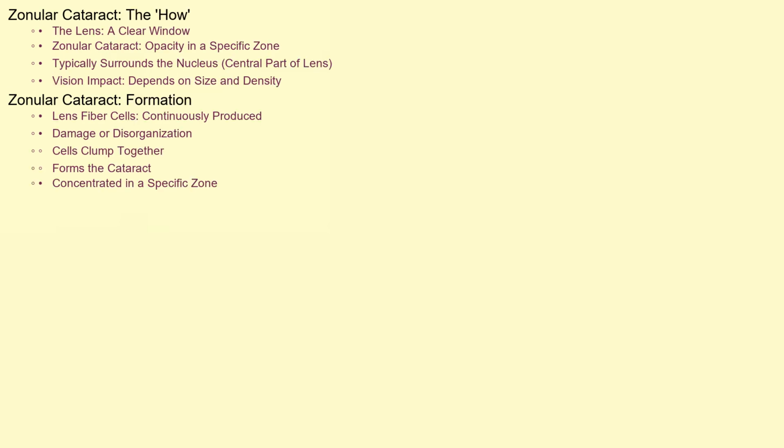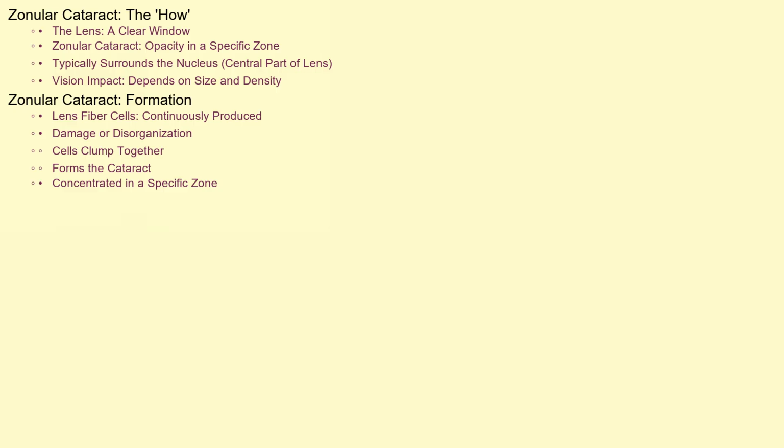Let's break down the how of a zonular cataract. Think of your eye's lens like a clear window that focuses light onto the retina at the back of your eye. In a zonular cataract, the opacity or cloudiness forms in a specific zone or layer within the lens. This zone typically surrounds the nucleus, the central part of the lens. Because the cloudiness is localized, the impact on vision depends on the size and density of the opacity.